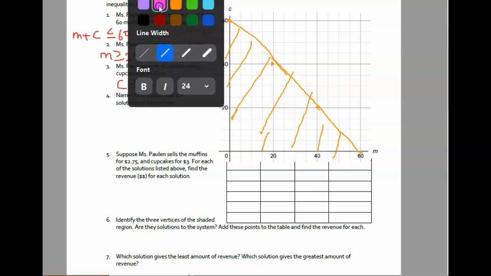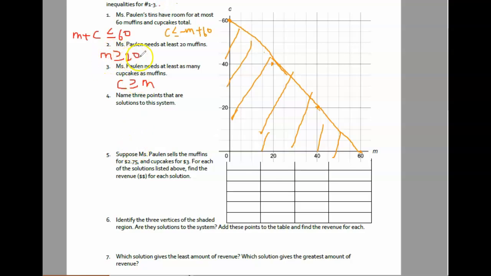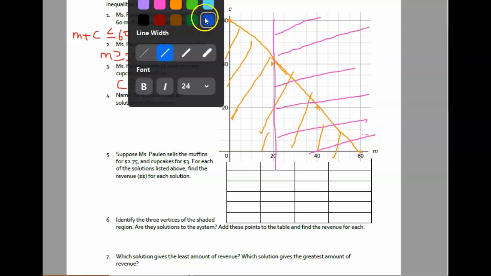All right, the second one, let's do pink. M is greater than or equal to 20. Remember, M is kind of like an X, so this means X is greater than or equal to 20. So where's M equal to 20? Right here. So I'm going to draw a solid line. It has to be greater than or equal to 20, so it's going to be the right side, right? M can be 40, M can be 60, everything on the right side of the line. So let me shade the right side of the pink line. Cool?